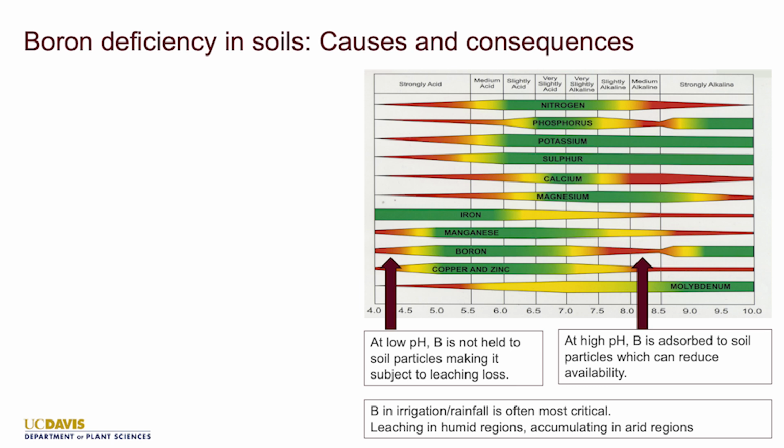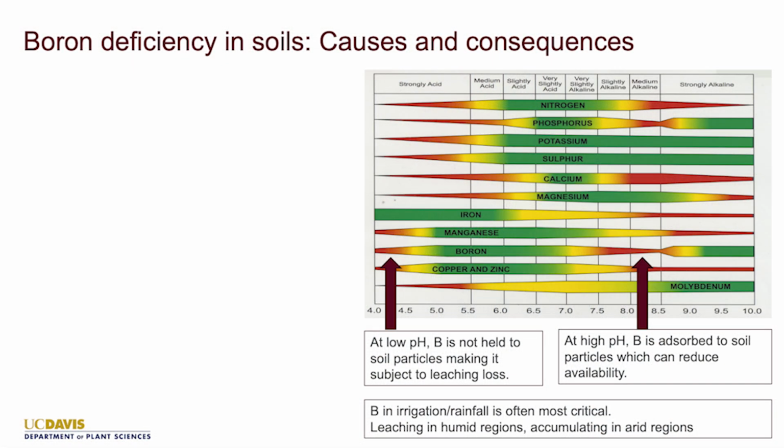At low pH, boron is not held by soil particles very well. That makes it subject to loss from the soil. At high pHs, boron can form some complexes in the soil, and this can also result in a deficiency of boron. But there's an occurrence that occurs at high pHs that I'll also speak to a little bit.